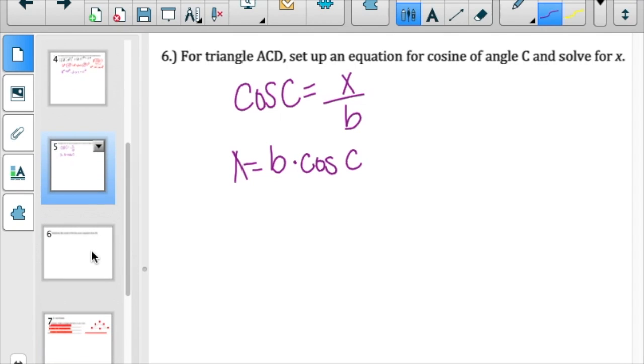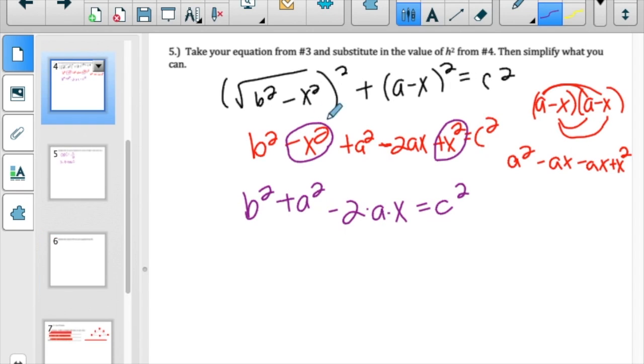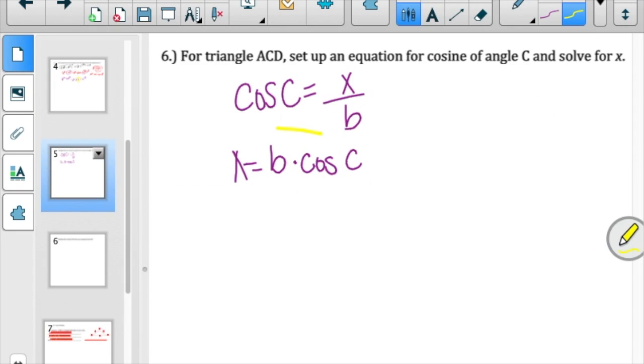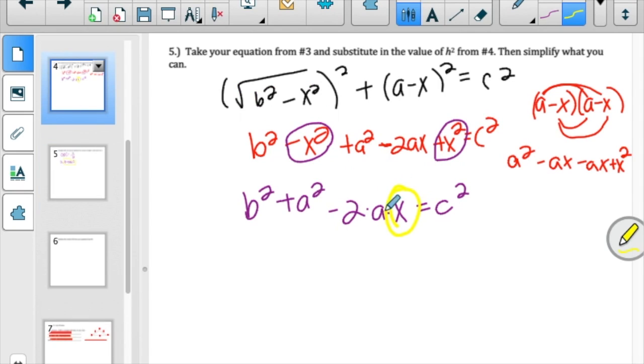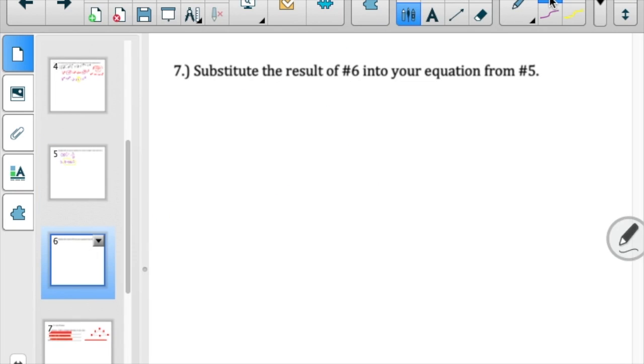And lastly, number 7, replace your answer from number 6 into your equation for number 5. So I want to replace the x. So right here I want to replace this x with this. I'm going to show you that one more time. Circle that in your problem. You're replacing x with what x equals.